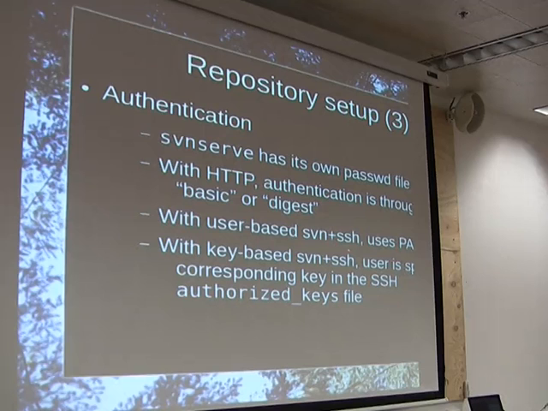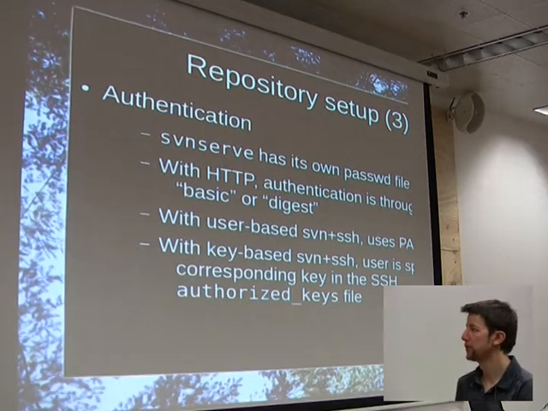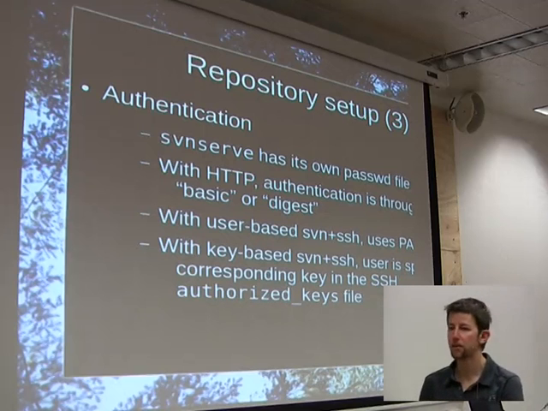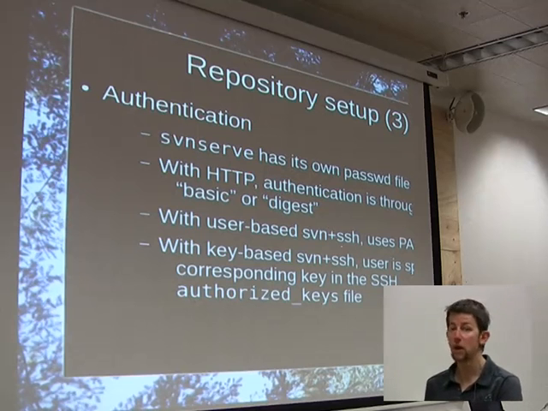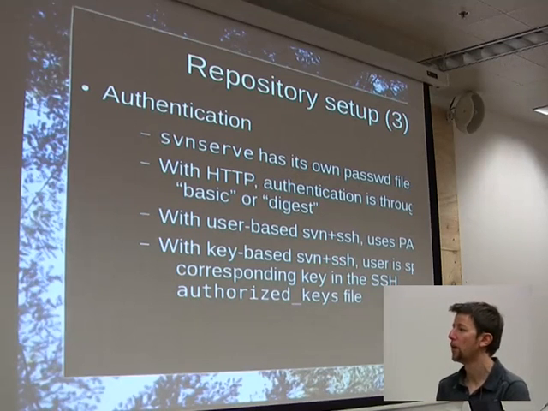Now, with user-based SVN plus SSH, this is the one where people are logging in using their own users. It uses PAM, pluggable authentication modules, just like SSH does. So in effect, if people can log in using SSH, they'll be able to log in using SVN plus SSH. And with key-based SVN plus SSH, the users are fake, because the user that you're actually committing to the repository as is specified next to the appropriate key in the authorized keys file.